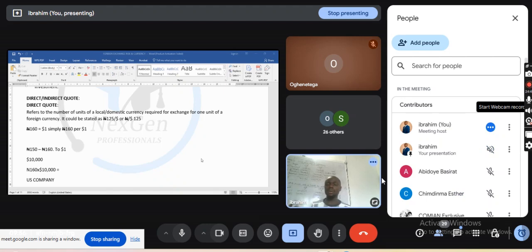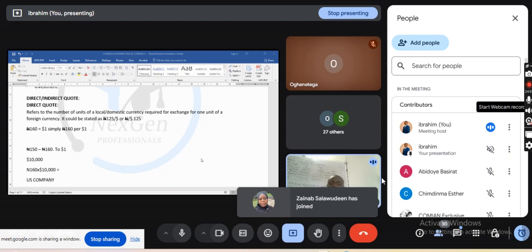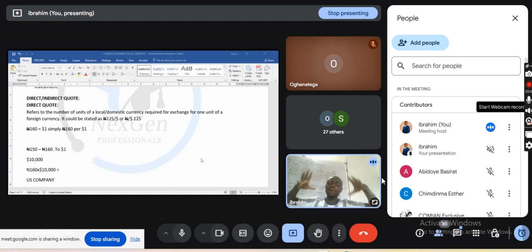We'll get there, class. What I'm trying to explain here is that in every situation you need to look at the spot rate. What is the spot rate given to you? If it is 160 naira to $1, it means there is a Nigerian company here. Who is this Nigerian company? Is it the company that is buying or selling? Where is the company situated? It is in Nigeria, so since the Nigerian currency comes first, it automatically becomes a direct quote.